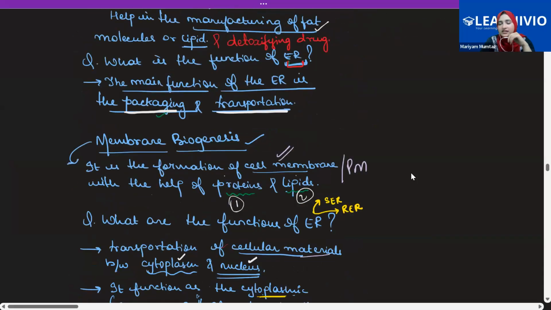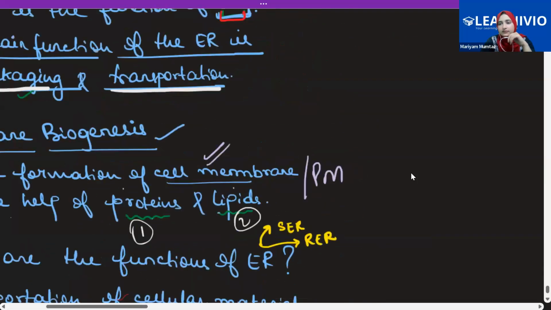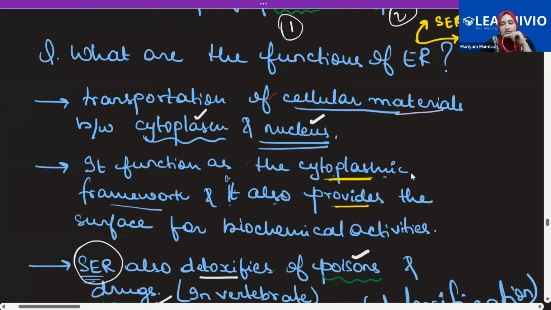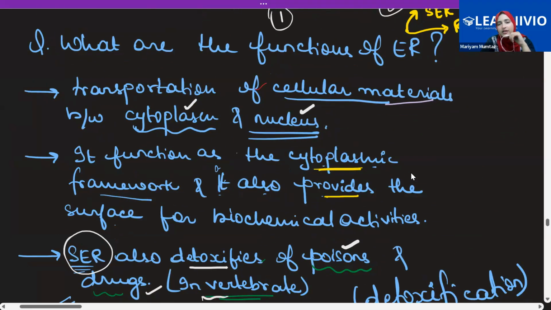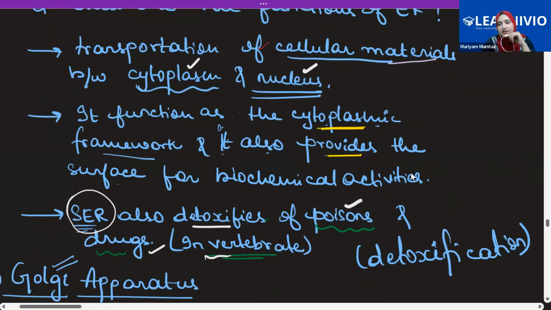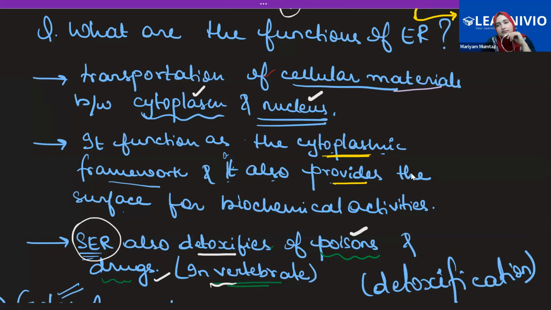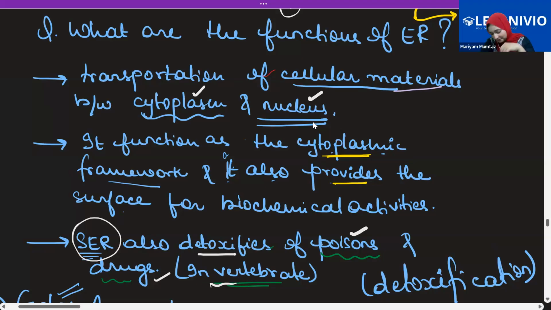And membrane biogenesis is clear? Yes, ma'am. Okay. Then comes the functions, that is also done. Are there any more points in the functions of endoplasmic reticulum? Yes, ma'am. They have given like five functions here, and every function has very detailed scientific names, explained in great detail. I'll see to that also.